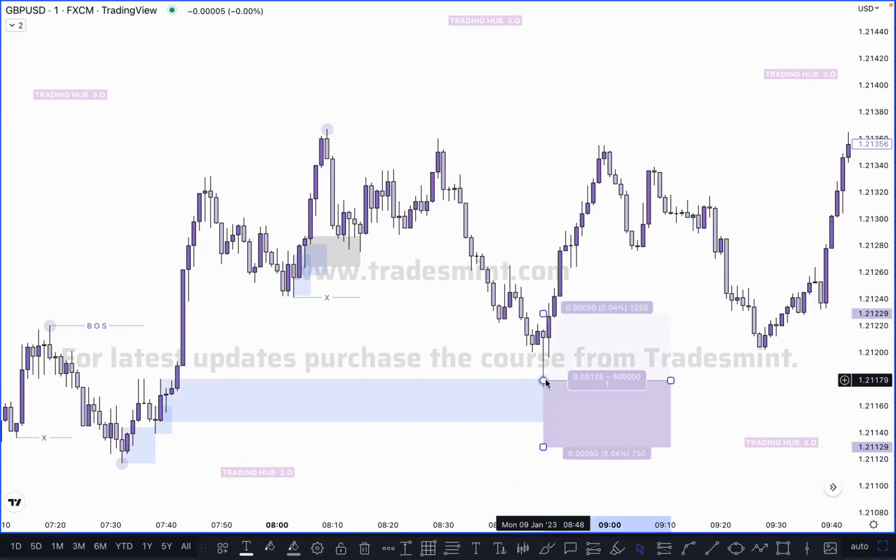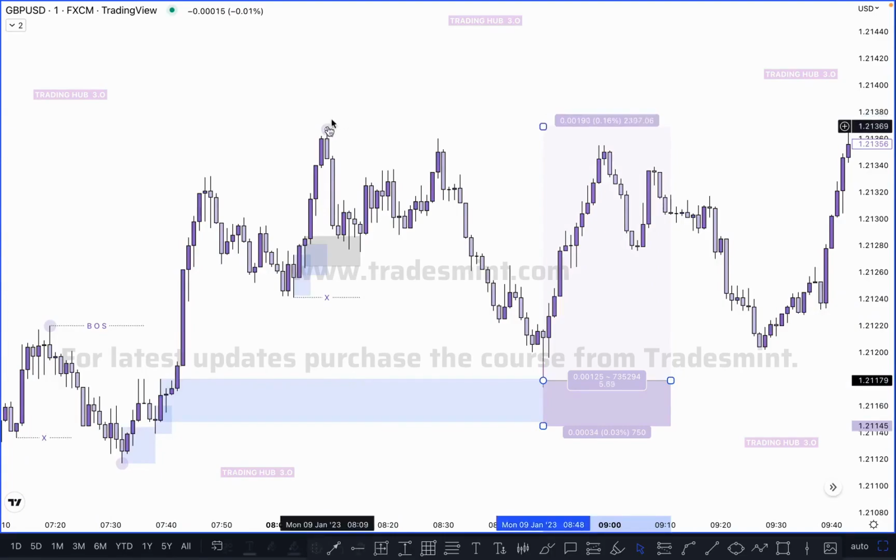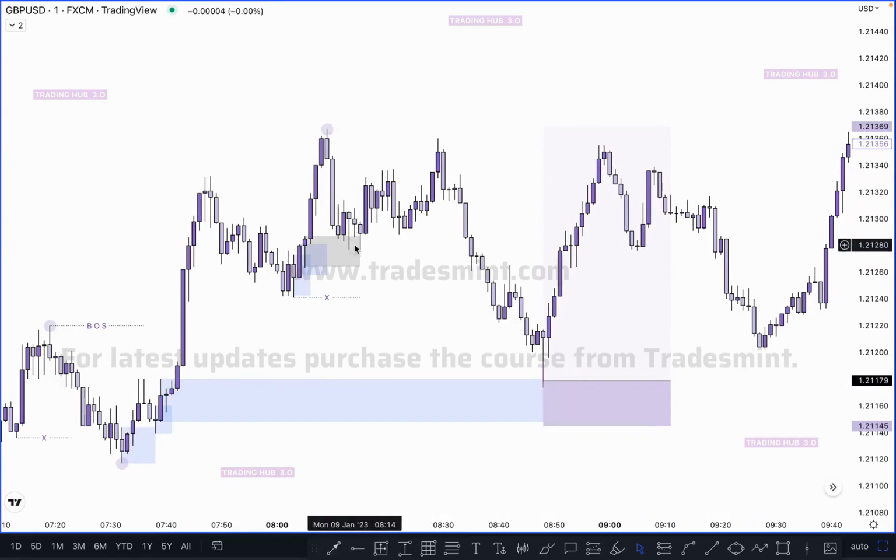So this one is our valid entry for the buy, because the price took out the liquidity, and this was our valid order block where proper imbalance is available. Okay, so this one is our first entry here, but this one is not a valid entry as per our plan, and this one is our extreme.